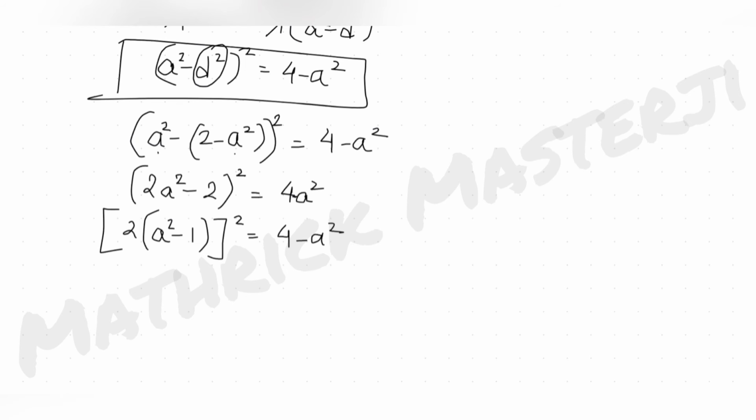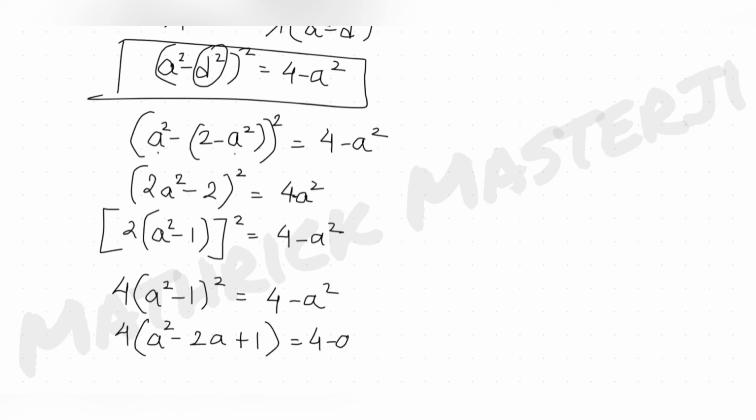So if I solve for this, let's see what I get. So 2 taken common, I get 4. A square minus 1 the whole square equals 4 minus a square. So if I solve it, I get 4 times a square minus 2a plus 1 is equals to 4 minus a square. So I get 4, sorry, a square minus 1 the whole square becomes a raised to 4, not a square, minus 2a square plus 1 equals 4 minus a square. So I get 4a raised to 4 minus 8a square plus a square plus 4, and minus 4 becomes 0.